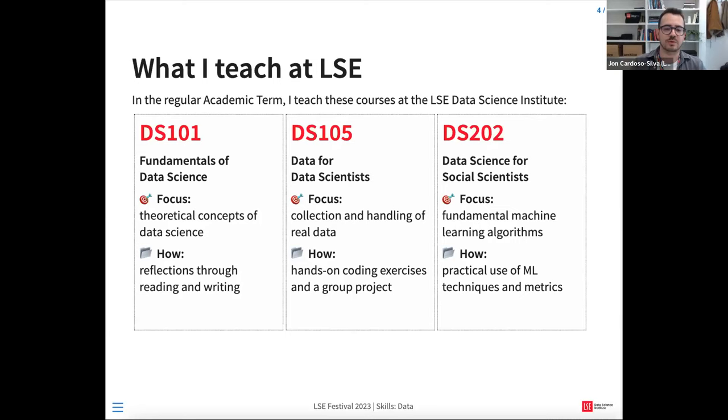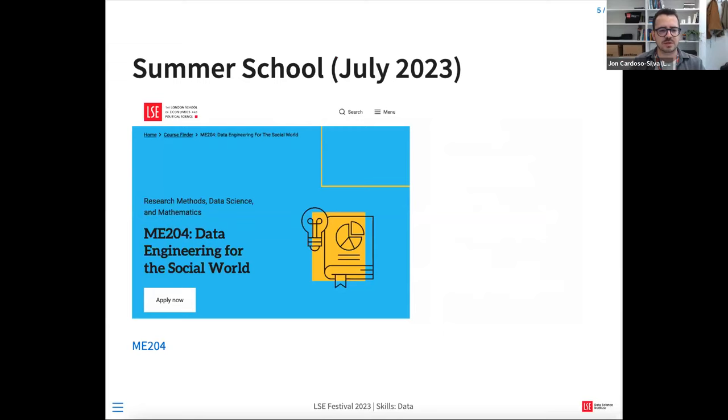We do Python, we do R, and DS105 specifically is about collecting and handling data and dealing with the struggles that come with that. And there are many. DS202 is more about the fundamental algorithms in machine learning, and it's not AI crazy. It's really like the basics of this world. Right, so this is what I teach. And I also have a summer school that is also about data engineering, collecting data. So you can see that all of them go into the computer science corner of data science.